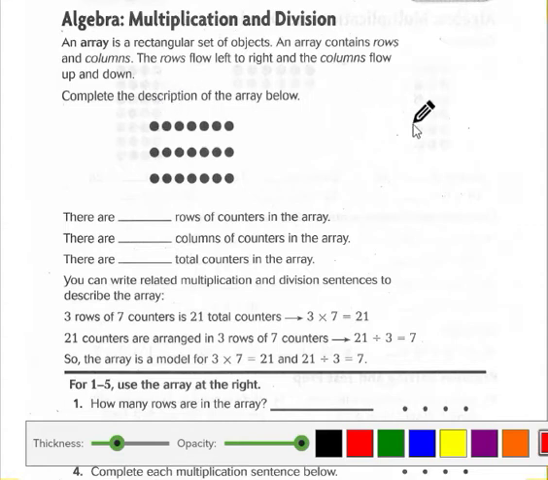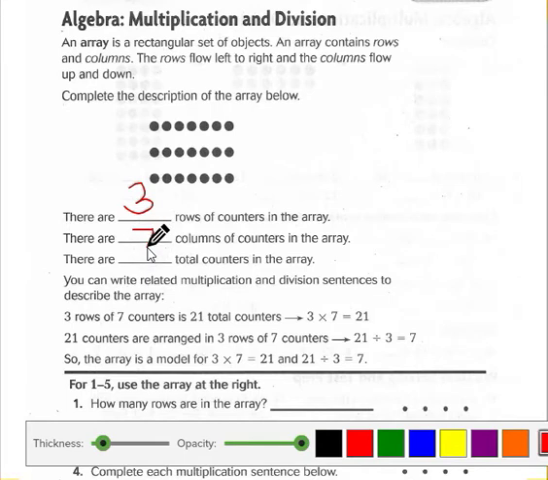Let's look at this array and complete the description below. How many rows are there? Did you say 3? If you said 3, you are in great shape. There are 3. How many columns are there? Let's go ahead and count them. 1, 2, 3, 4, 5, 6, 7. There are 7.